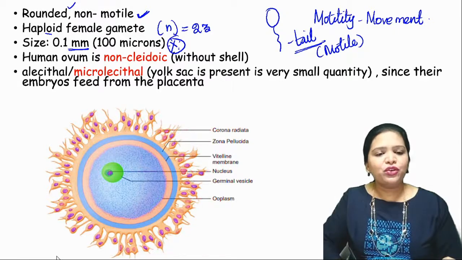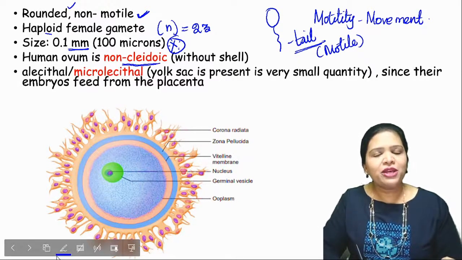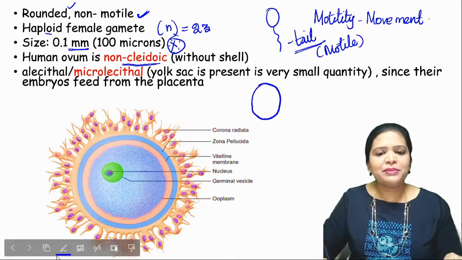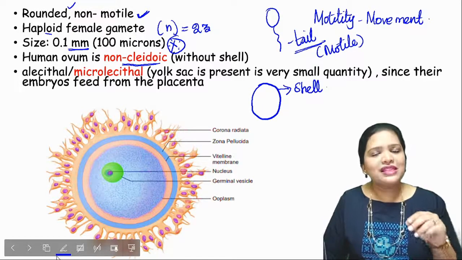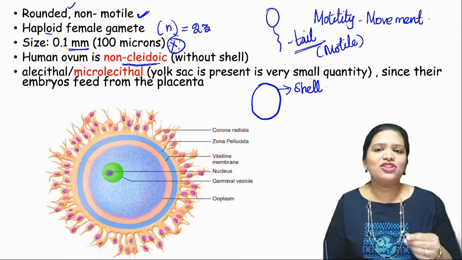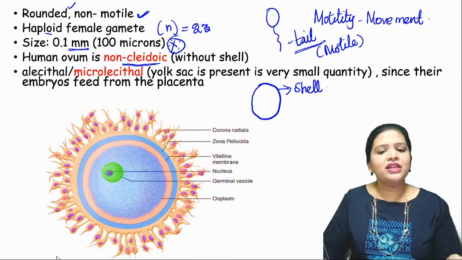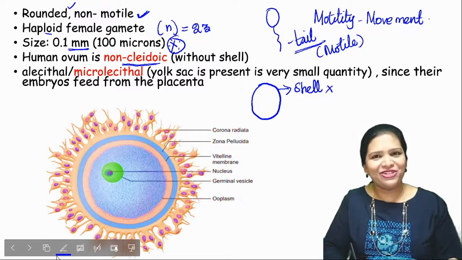And this human egg is non-cleidoic in nature. What does cleidoic mean? Shell. See, if you look at a bird egg, a hen's egg, there is an outer shell, a protective outer shell, right? Similarly, this type of shell is not present in mammals. Particularly we are talking here about humans, right? So there is no shell. Hence it is called non-cleidoic.